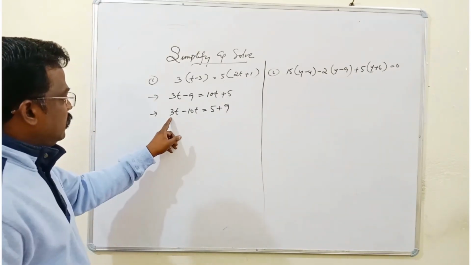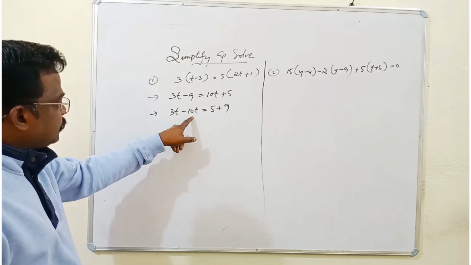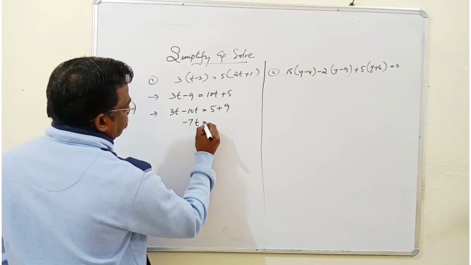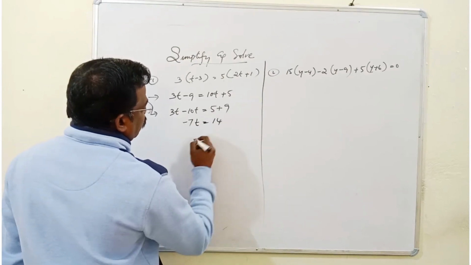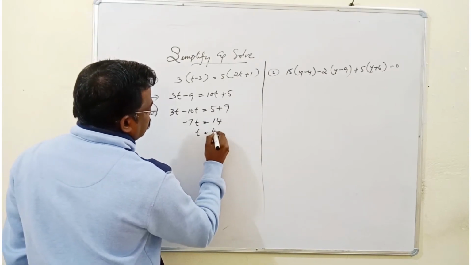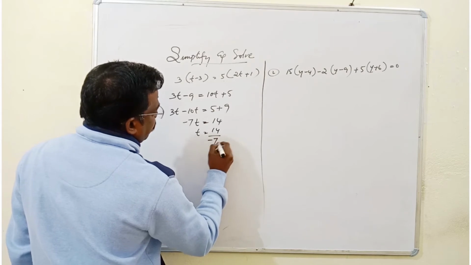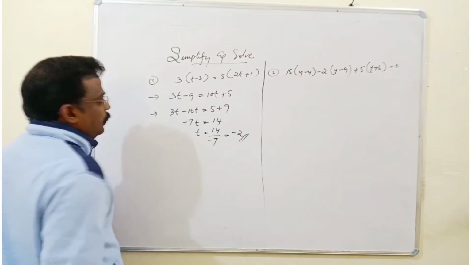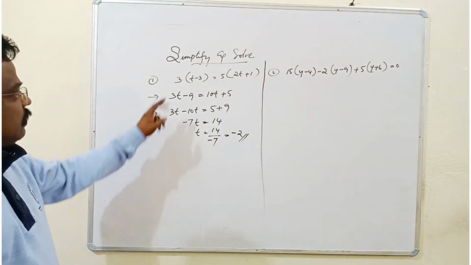Okay, so here 3t minus 10t, that is minus 7t. 5 plus 9, 14. So t equals 14 by minus 7, that equals minus 2. Okay, so what did we do?